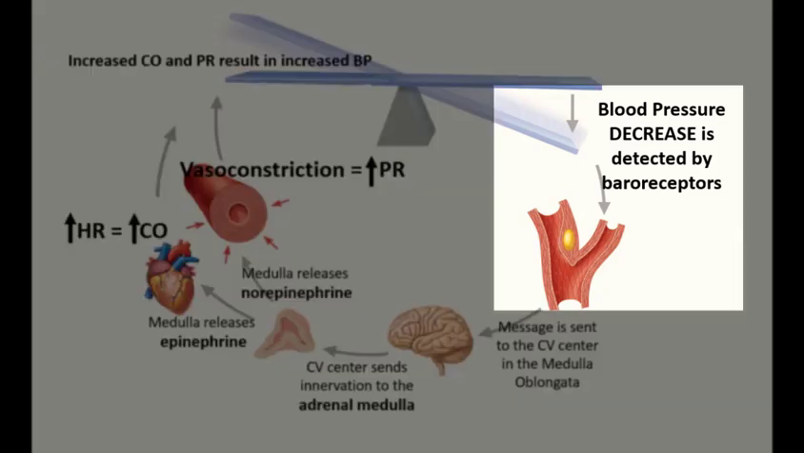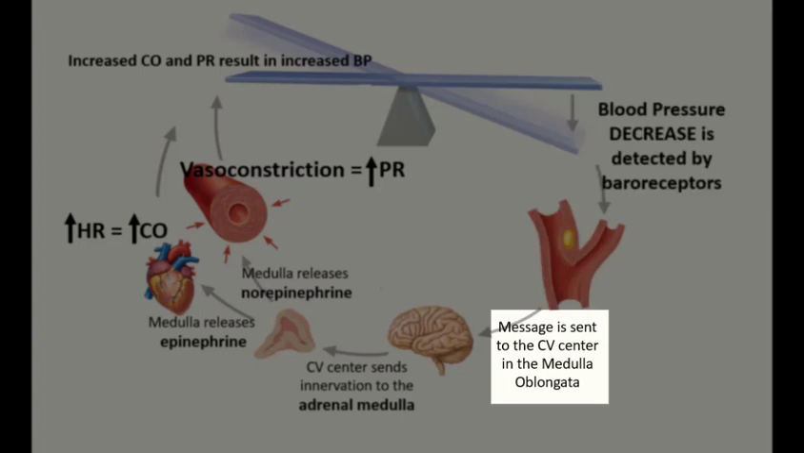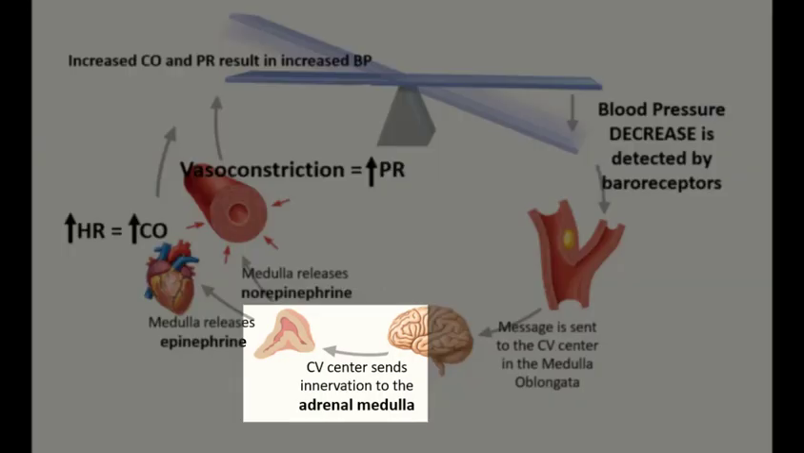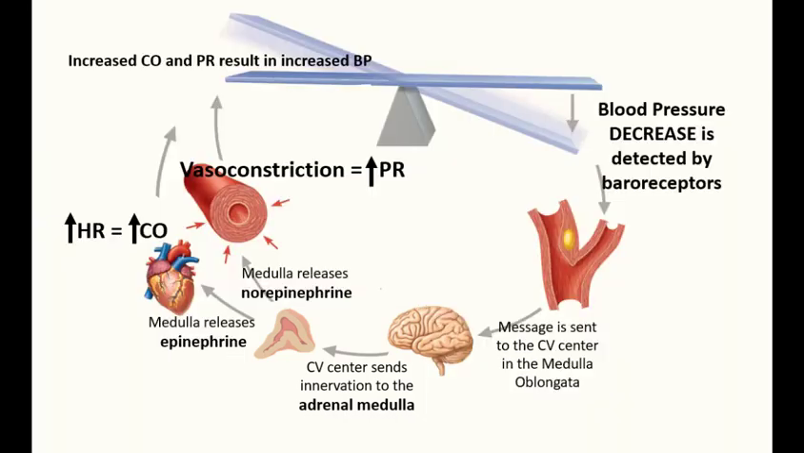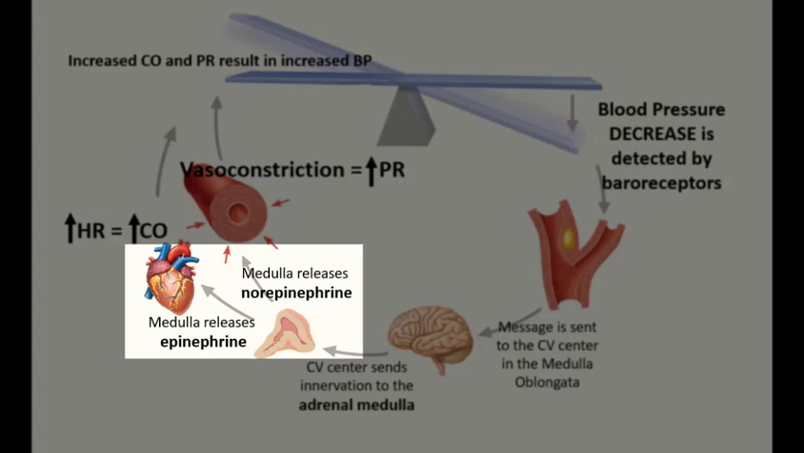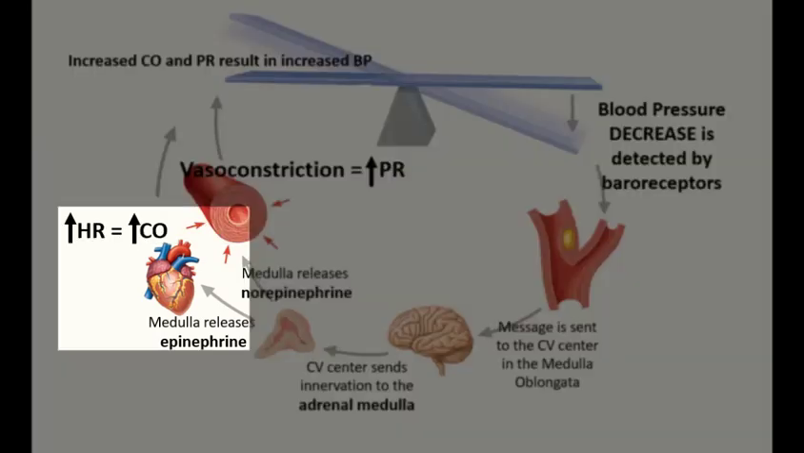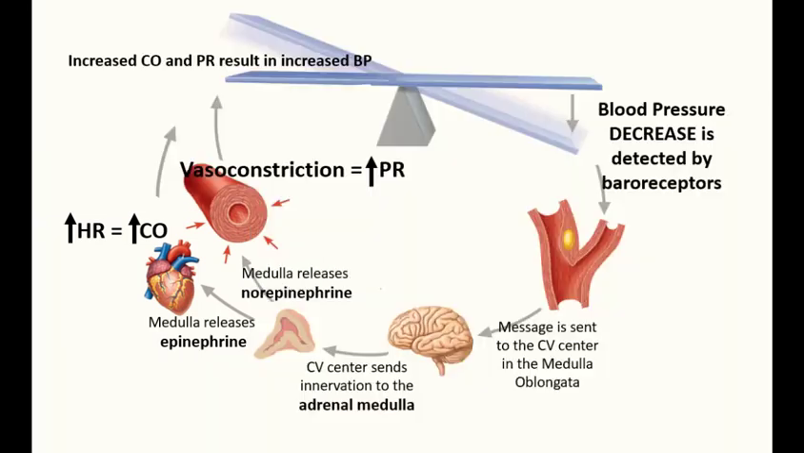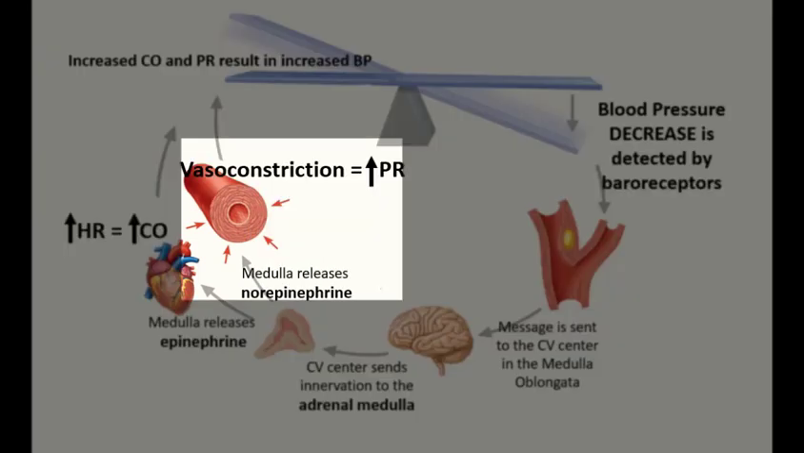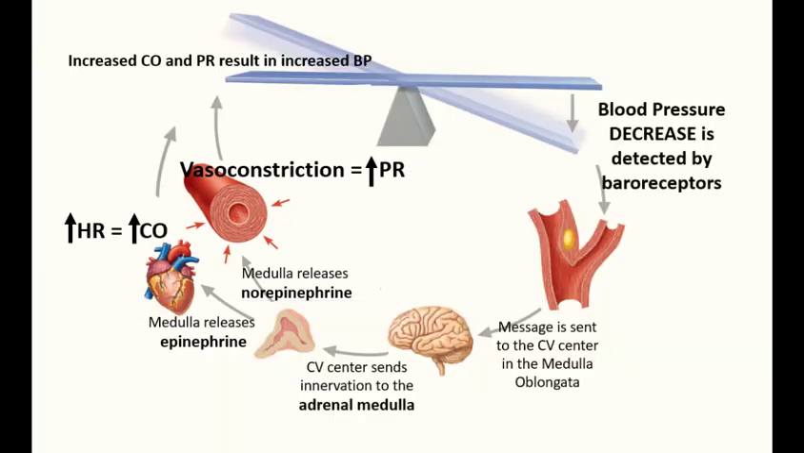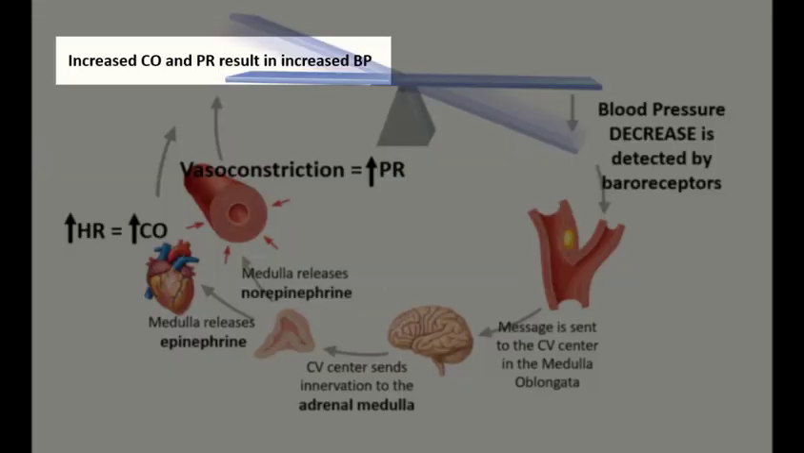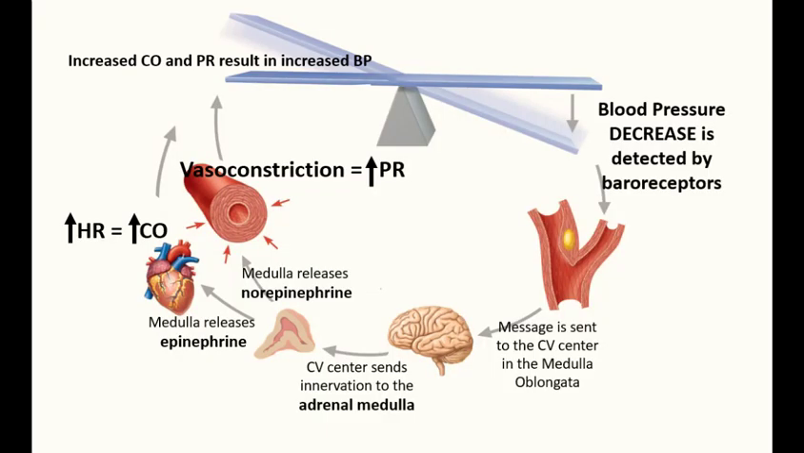For example, if the baroreceptors in the large vessels detected a decrease in blood pressure and sent that message to the cardiovascular center of the medulla oblongata, the medulla oblongata can respond by sending innervation to the adrenal medulla, which would respond by secretion of epinephrine and norepinephrine. Epinephrine increases heart rate and therefore cardiac output, and norepinephrine causes vasoconstriction. These measures would restore the blood pressure. Other hormones, such as angiotensin II and thyroxine, also act to increase blood pressure.